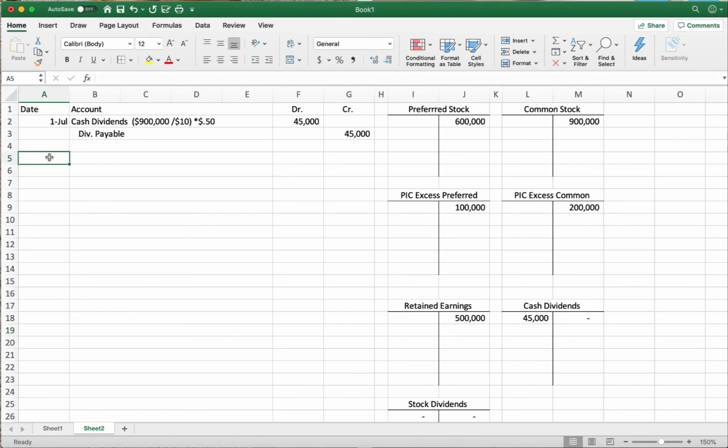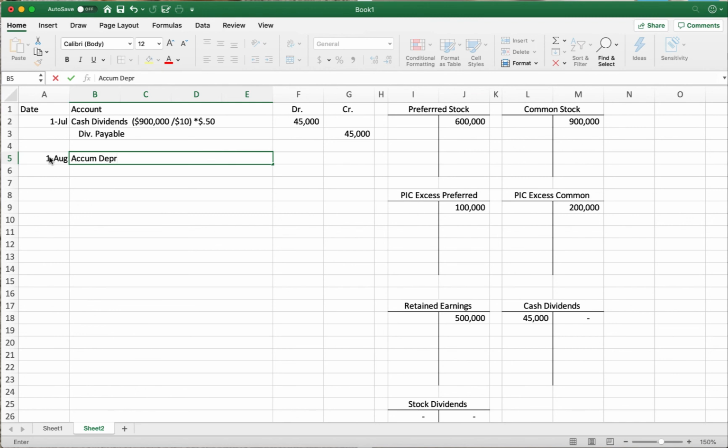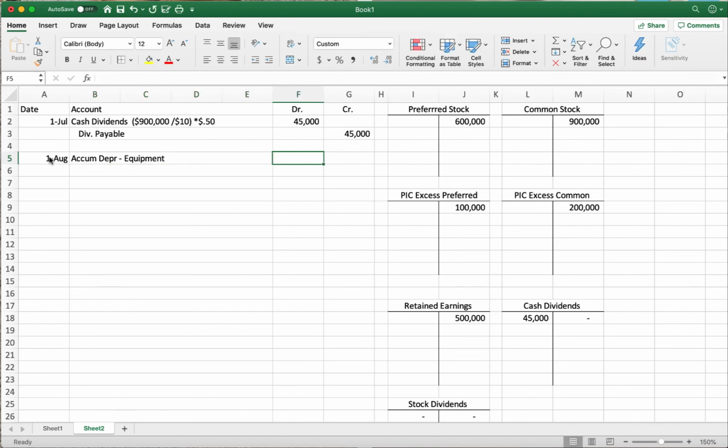So I'm going to say on August 1st, accumulated depreciation on the equipment was $72,000 too high. I need to decrease that. So I'm going to debit it $72,000. Now, what's going to be my credit? Well, let's think about this.